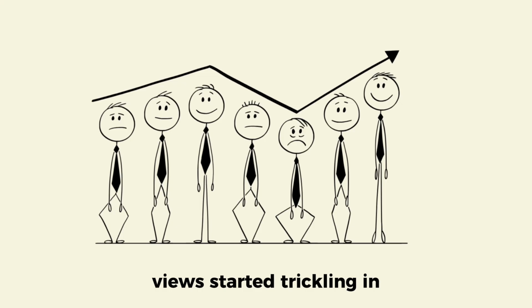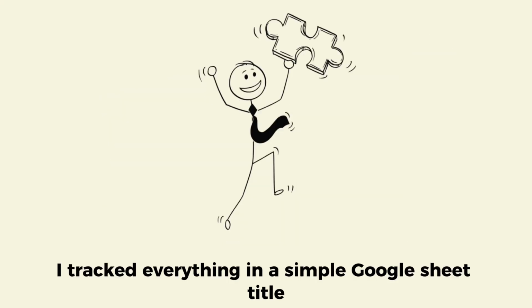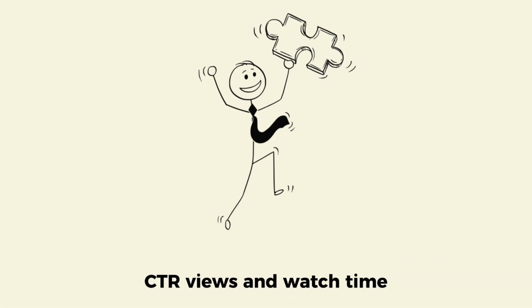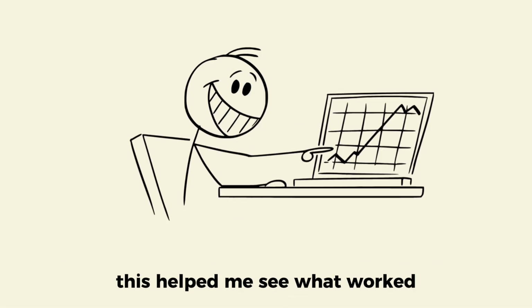Day 50. Views started trickling in. CTR was above 6%. I tracked everything in a simple Google Sheet: title, CTR, views, and watch time. This helped me see what worked.